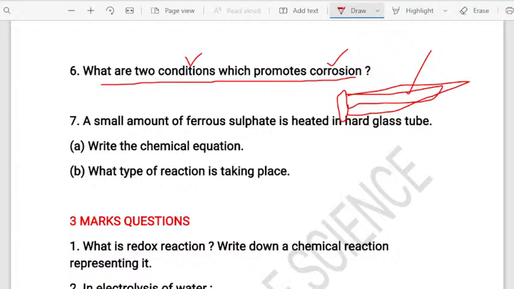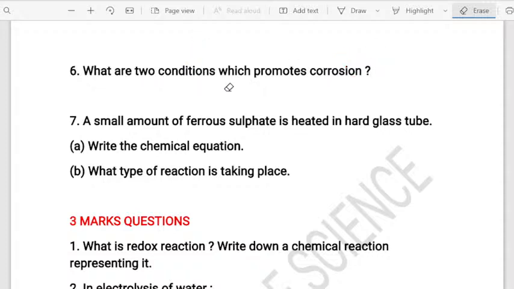Okay, very easy, dear students. Okay, yes. So you can also mention the water. As I told you, know what is meant by corrosion. You will write the corrosion definition here.